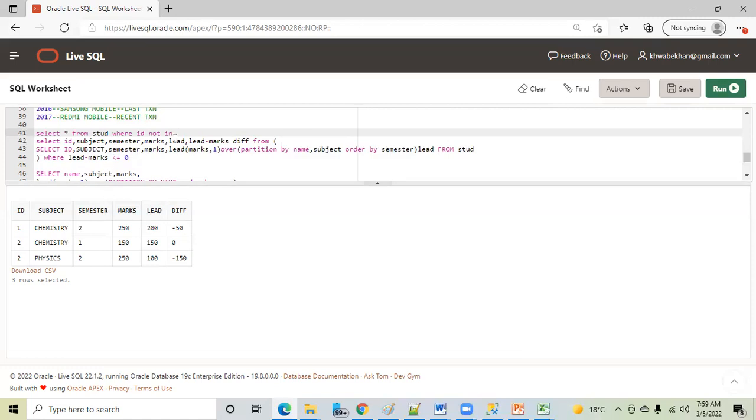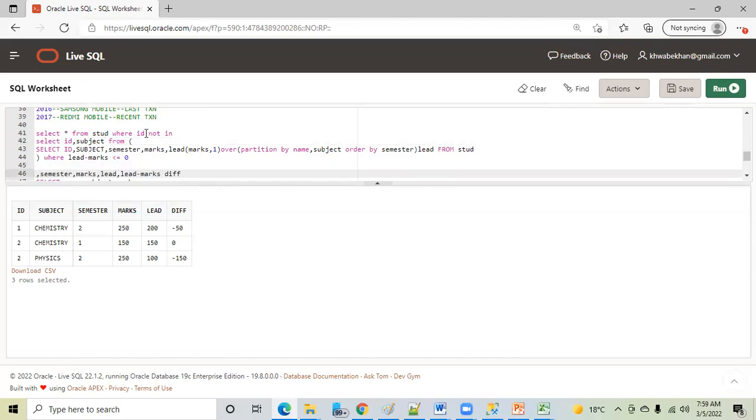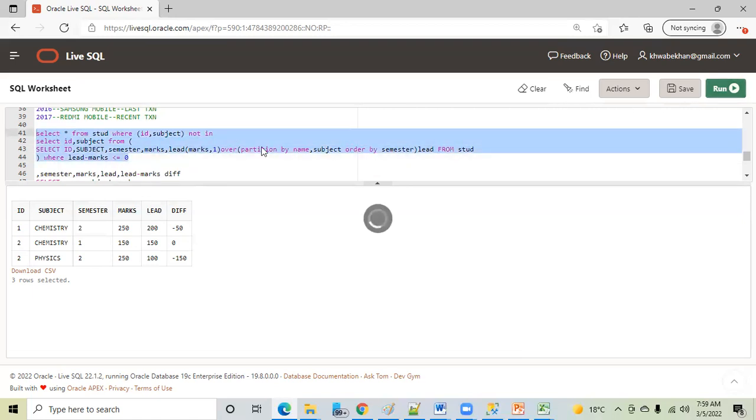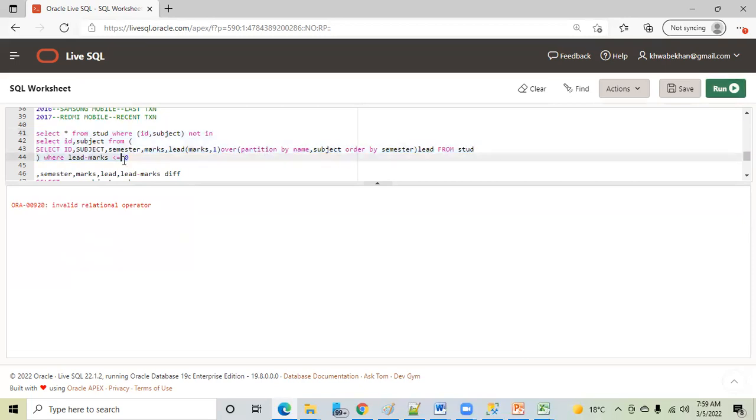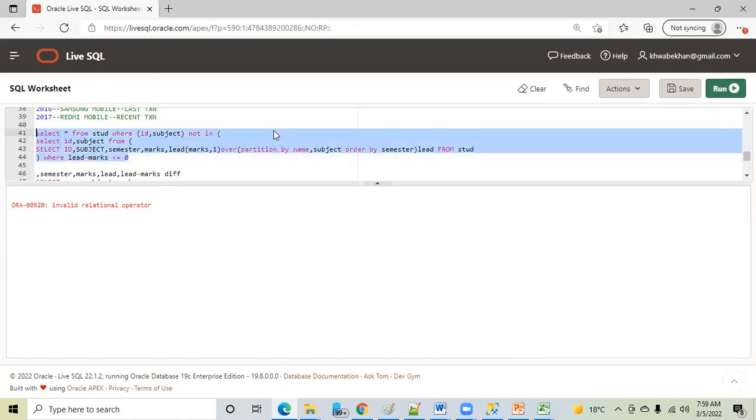But you want the combination of ID and subject, right? So now remove this from here. ID, comma, subject. Not in, ID, comma, subject. Invalid operation, what happened? You are missing brackets. After not in, you have to open the bracket again. Still invalid, where is the mistake?